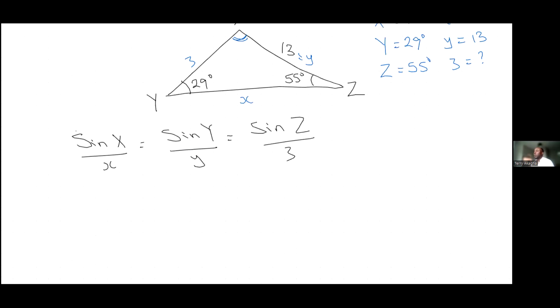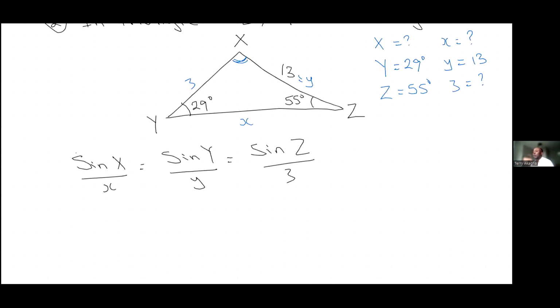Now we can put it in. We have sine x divided by x, but was x given? Nope. That will be equal to sine y, which was 29, divided by y, that is 13, which is equal to sine z, which will be sine 55, divided by z.